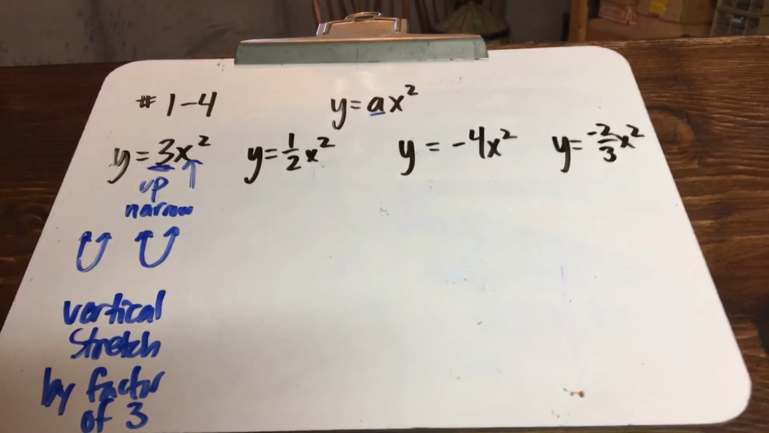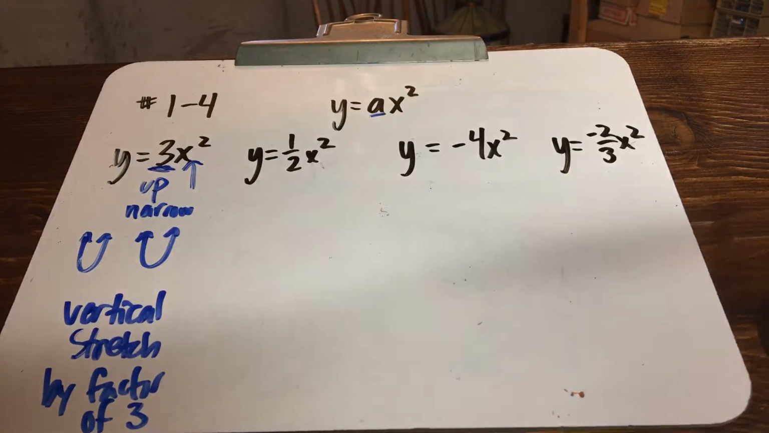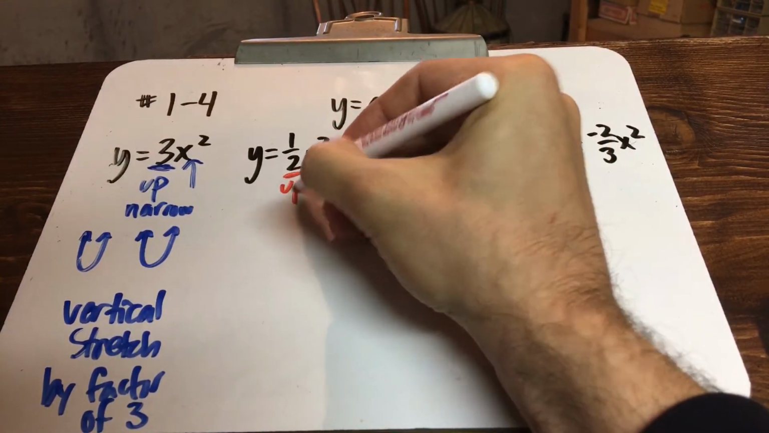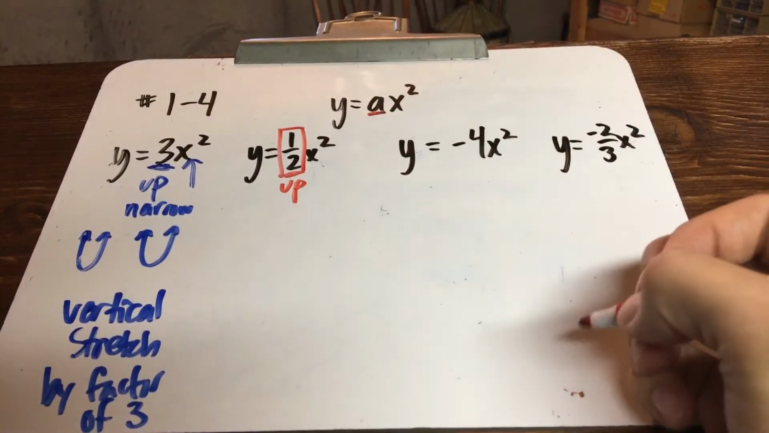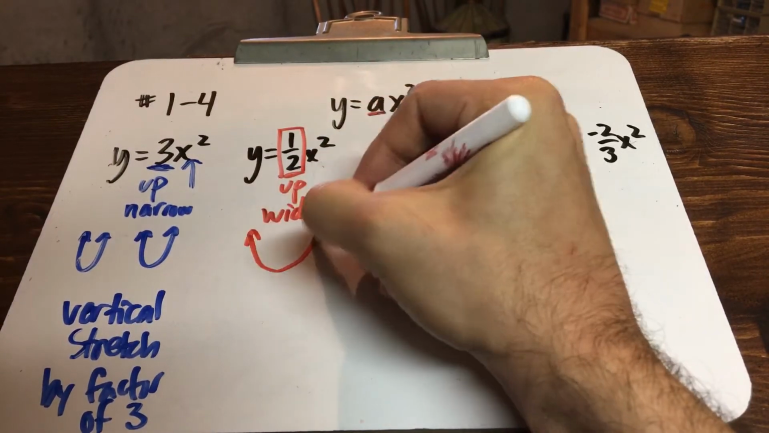Okay. If it's one that's like my second one, let me switch colors here. This is going to be still positive, so I know it's still going to open up, but now it's a number less than 1, right? See how my letter A is 1/2. So now this is going to be open pretty wide. This is not going to look like these. This is going to be more wide open.